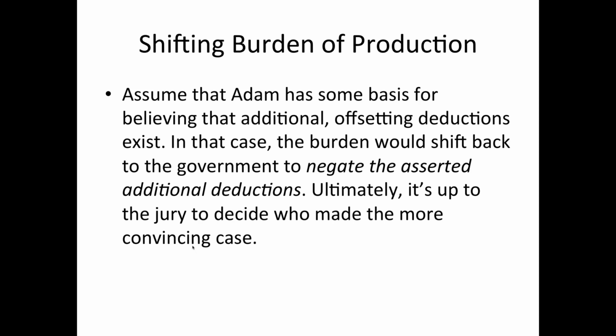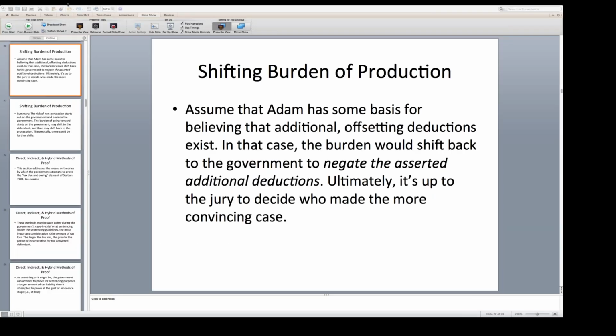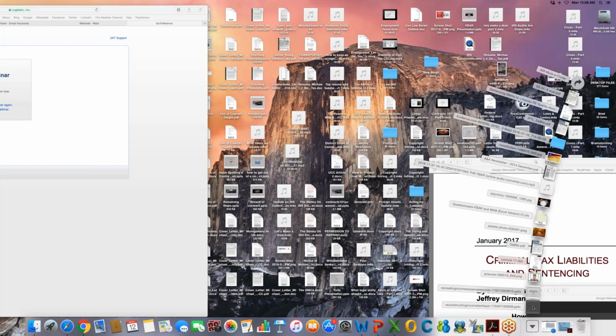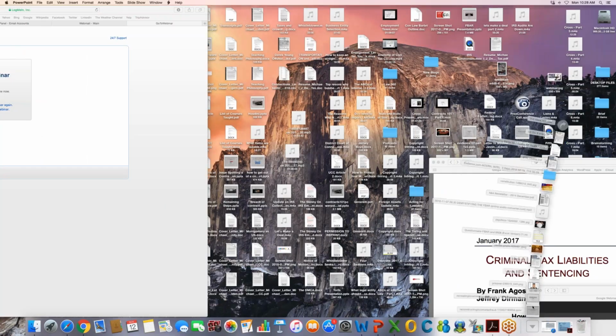And then the tennis ball actually lands in the lap of the jury, because it's up to the jury to decide who made the more convincing case. Summary: the risk of non-persuasion starts out on the government and ends on the government. And we keep losing these.